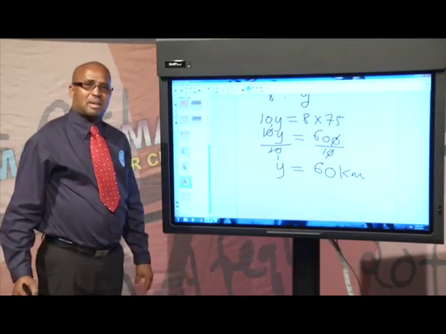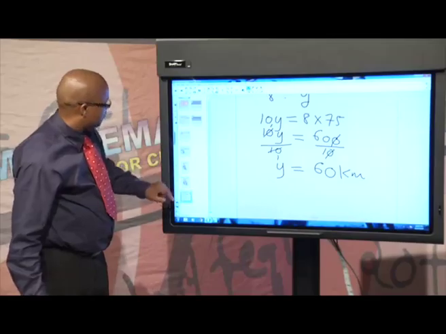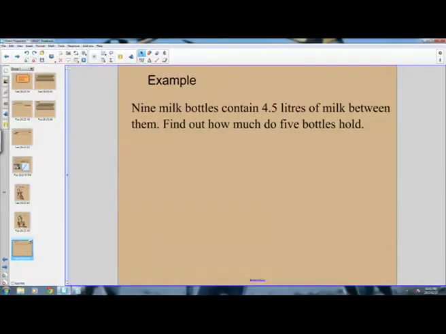Let me give you another example to try and elaborate this more. This is the example that I'm having here with me. 9 milk bottles contain 4.5 liters of milk between them. Find out how much 5 bottles contain. So here we are told that the 9 milk bottles contain 4.5 liters. And then it says find out how much 5 bottles will contain. 9 milk bottles contain 4.5.